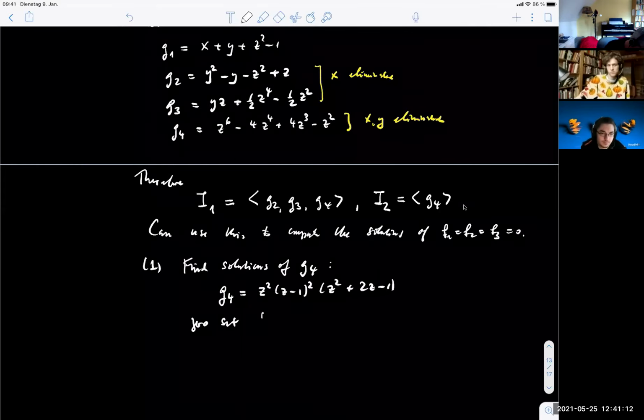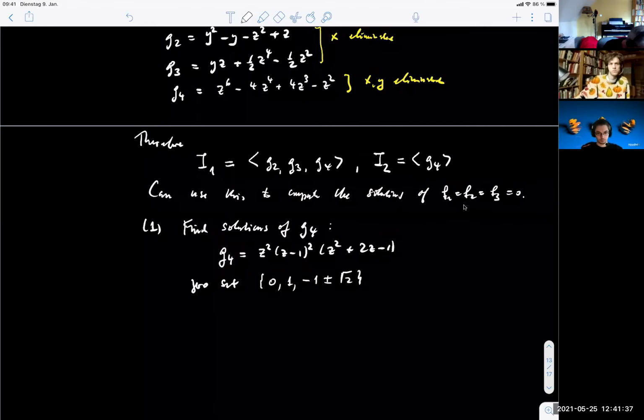And we have the 0 set. I don't care about multiplicity. I just write 0. It has multiplicity 2, but I don't care. I have 1, also multiplicity 2. And then these two things coming from the quadratic factor. So this is the 0 set. You see, I have 4 solutions here, but there is multiplicity, which I haven't written. Now we just plug in these solutions in the remaining equations.